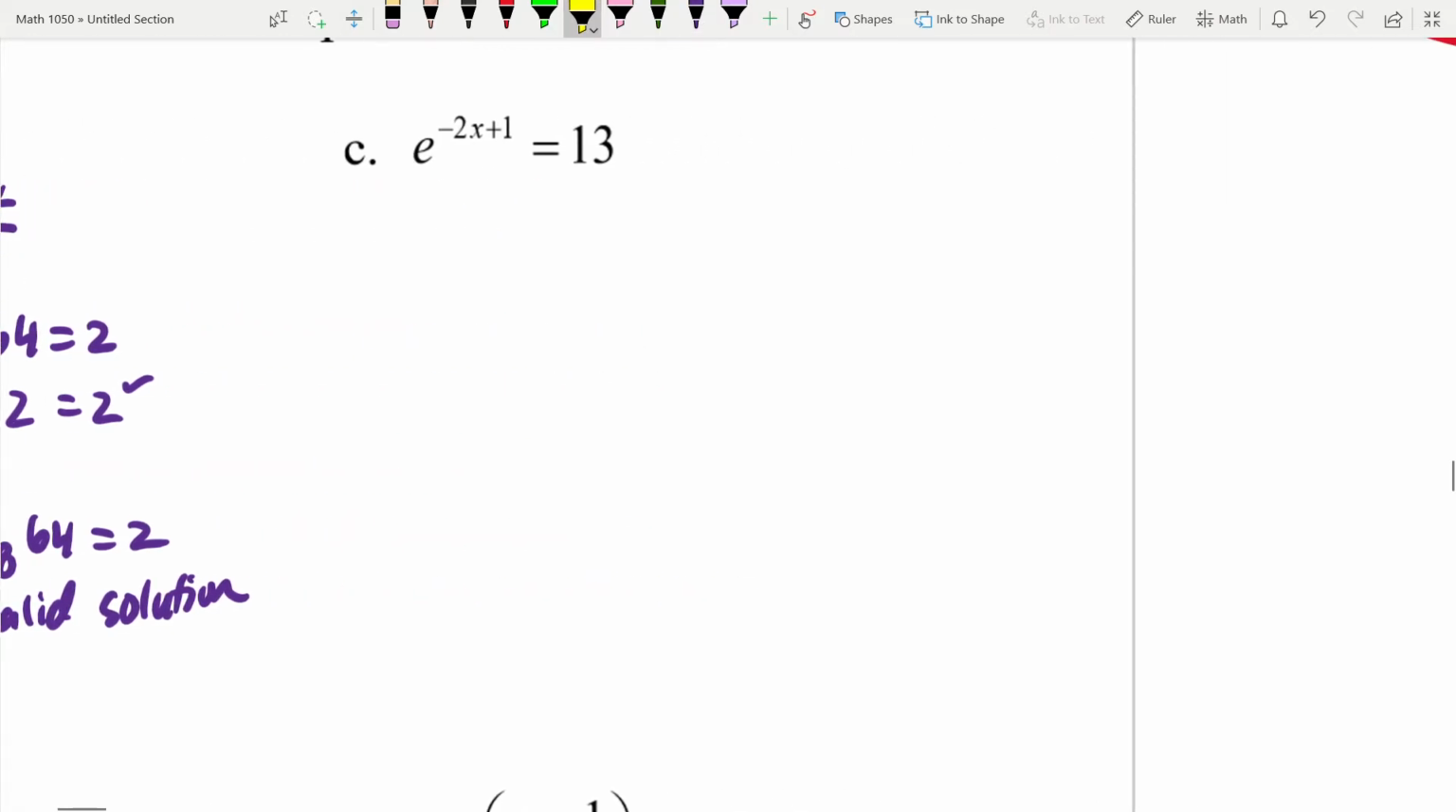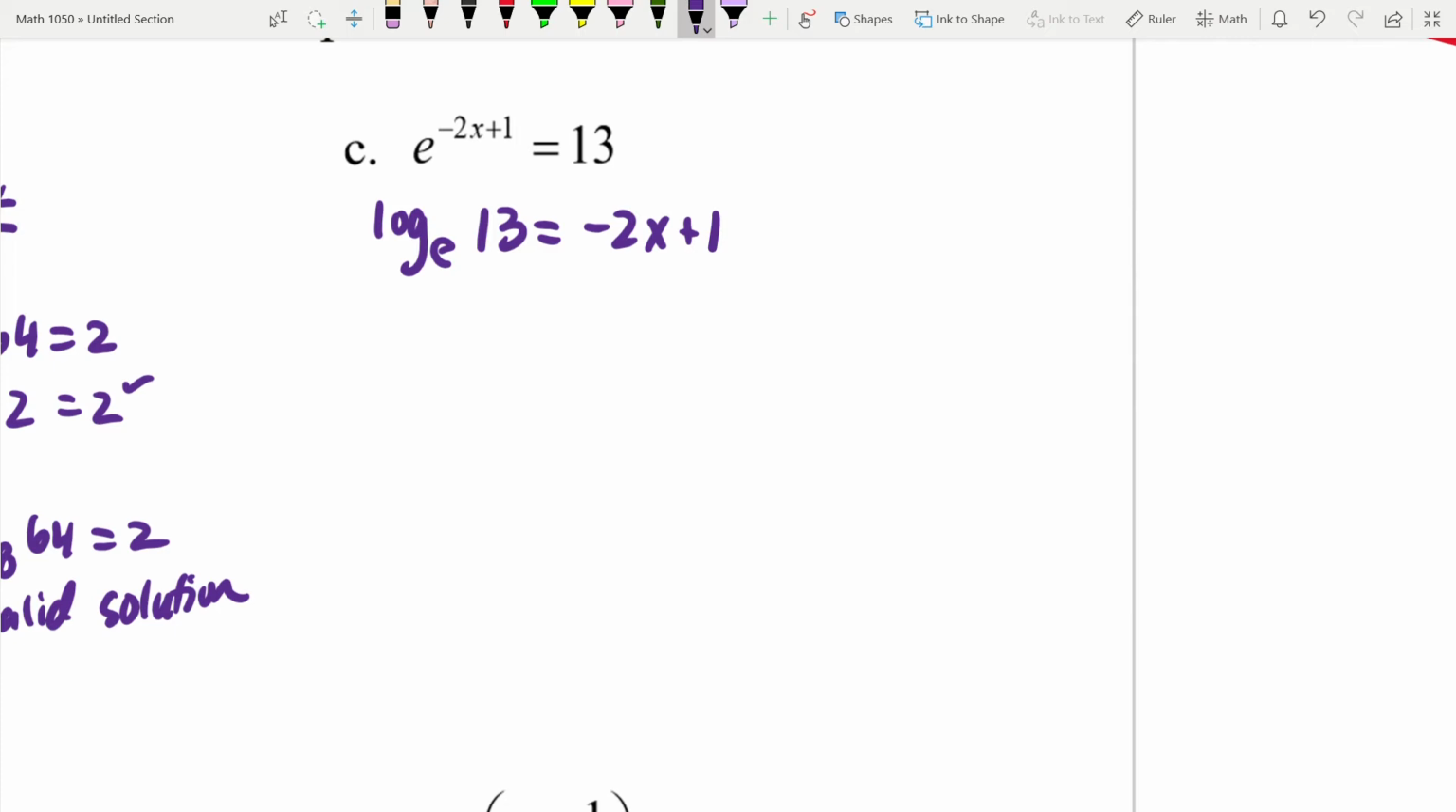Okay? Question C. I'm stuck. It's not a log, it's an exponential, but I'm still stuck because there's not like a 2 there and I could divide by 2, or it's not like there's a +1 there, and that would make me subtract 1. There's none of that, so I'm stuck. So I convert it. So it's log base e of, pay attention please, the other side, 13 is equal to negative 2x plus 1.